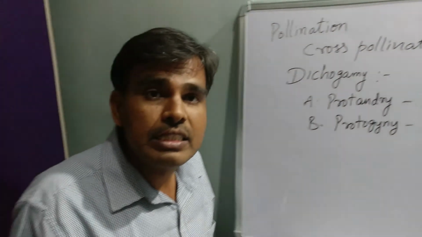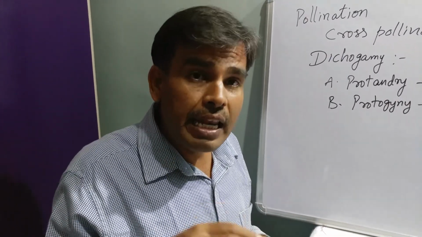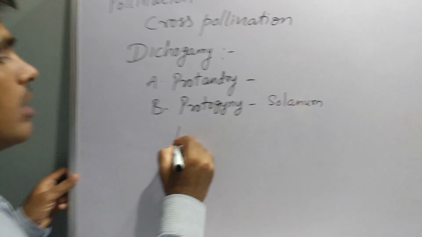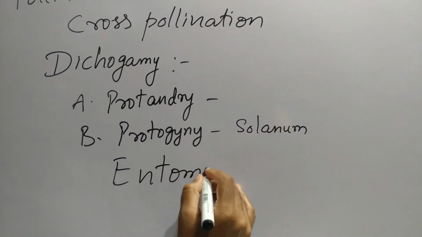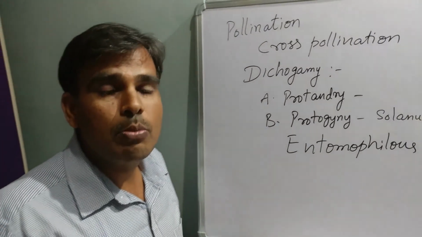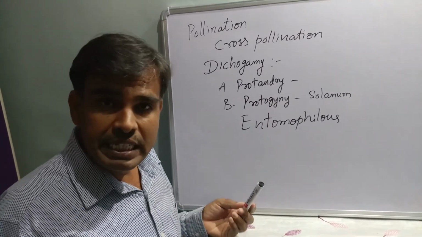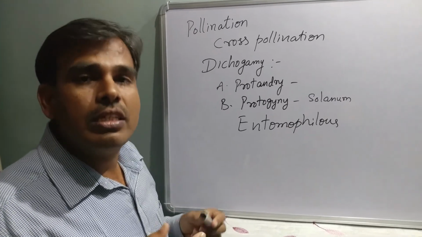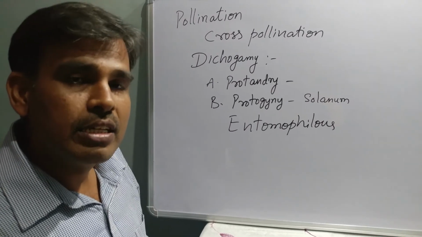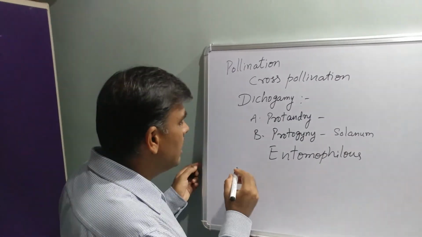Apart from this, pollination is also promoted by insects. Insects carry the pollen grains from one flower to another flower. This method is called entomophilous. Pollen grains carried by insects is called entomophily, and the flowers are called entomophilous flowers. This is about pollination. Going further, after pollination we find fertilization, then fruit formation and seed formation. Let's see the fruit.